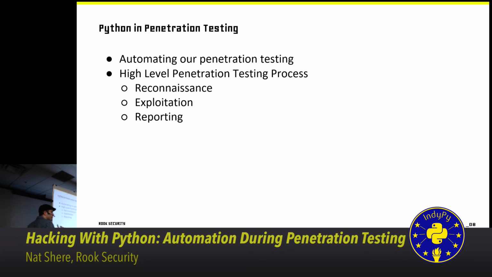So at a high level, I don't want to get too deep into pen testing itself. I want to keep it focused on the Python. But at a very high level, your pen testing process is going to consist of three steps. Reconnaissance, finding all the information you possibly can about your target. Exploitation, that's when you're actually doing your hacking.